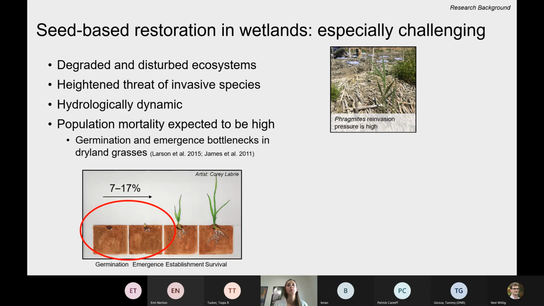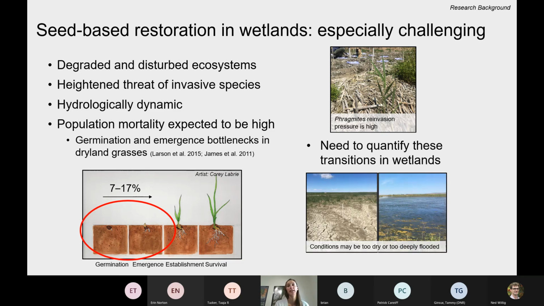One group of researchers found that only 7 to 17% of germinated seeds make it to emerged seedlings. So that's a huge population bottleneck there. And for wetlands, we need to quantify these life stage transitions. You can imagine how in wetlands, the drivers of these systems might be different compared to an upland system. In wetlands, conditions might be too dry, but they also might be too deeply flooded. And you could imagine how that would affect the earliest stages of plants' life.